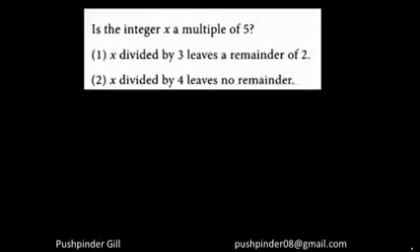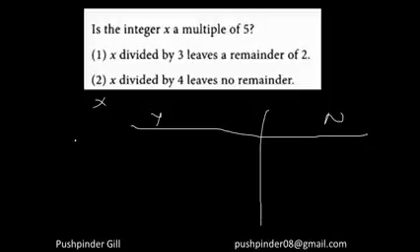Right? So let's see this statement over here. Is integer x a multiple of 5? Right? So he's asking, is integer x a multiple of 5 or not? So try getting a yes and try getting a no. Alright, so x when divided by 3 leaves remainder 2. So let's find a number. When x divided by 3 leaves remainder 2, take 5.